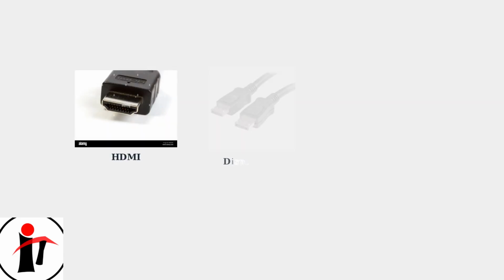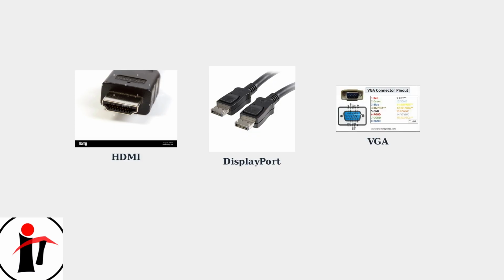Next, inspect all cable connections. Check HDMI, VGA, and DisplayPort cables for any visible damage like bent pins, frayed wires, or loose connectors. Ensure all cables are securely connected at both ends, the monitor side and your computer or device side. Loose connections are a common cause of display problems.